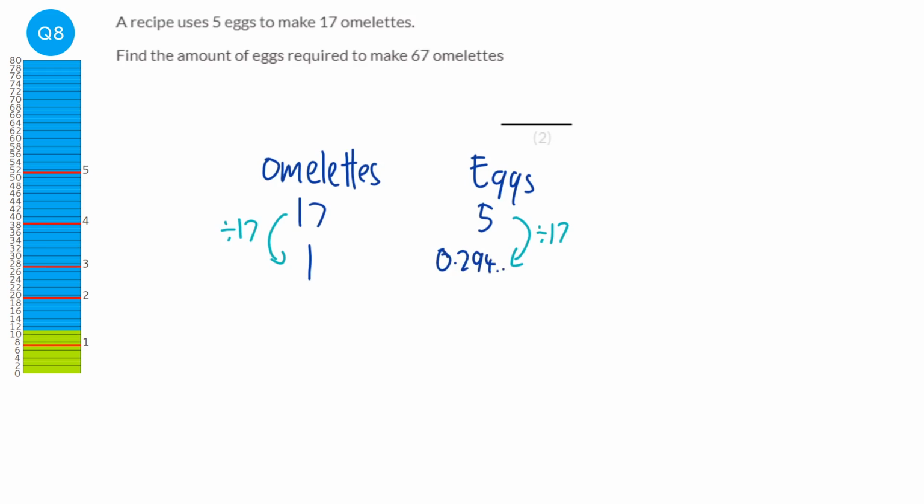Next we want to see how many for 67 omelettes. And to get to 67 from 1, times 67. So do that to the amount of eggs. And we get 19.705 blah blah blah. Now you can't get 0.705 of an egg. We always round with eggs, and we always round upwards, because if you need 19.7, 19 won't be enough, so we need to pick 20 eggs.